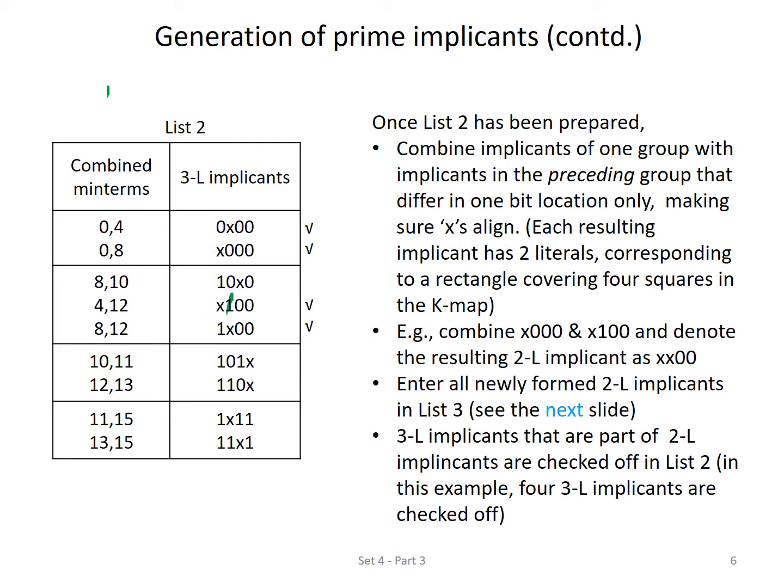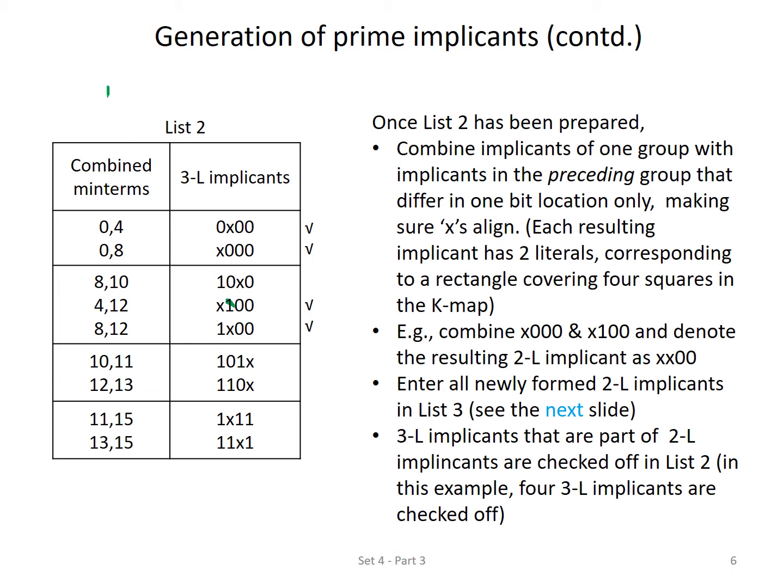Each resulting implicant has two literals, as you can see here. Like when this is combined with this, we'll have another X in the second leftmost location. That means the resulting implicant will have two literals. And this corresponds to a rectangle covering 4 squares or cells in the K-map. The implicants that are part of two literal implicants are checked off in list 2.